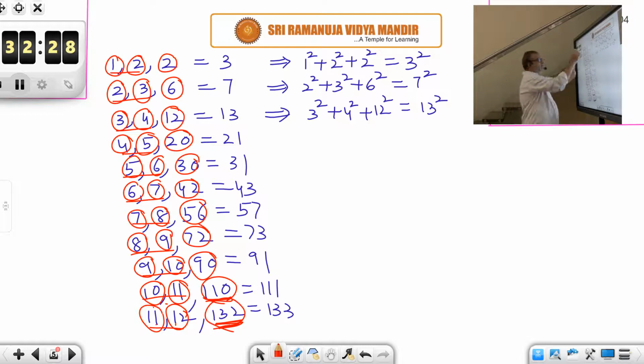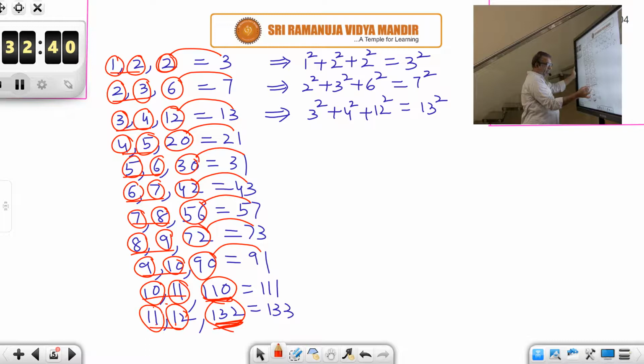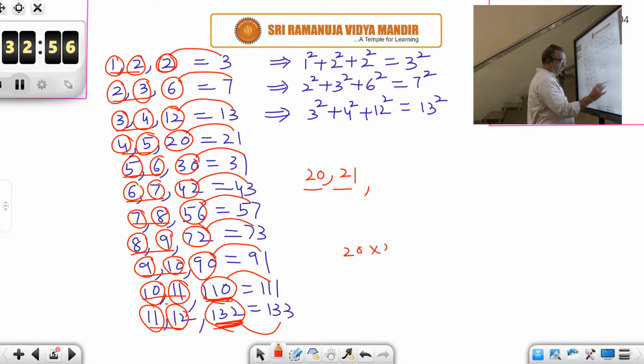What about the right side number? Last number plus 1: 2 plus 1, 6 plus 1, 12 plus 1, 20 plus 1, 30 plus 1, 42 plus 1, 56 plus 1, 72 plus 1, 90 plus 1, 110 plus 1, 132 plus 1. For example, you can start with 20, 21, two consecutive numbers. What is their product? What is 20 into 21? 420. Is equal to what? 421. You just have to add 1.